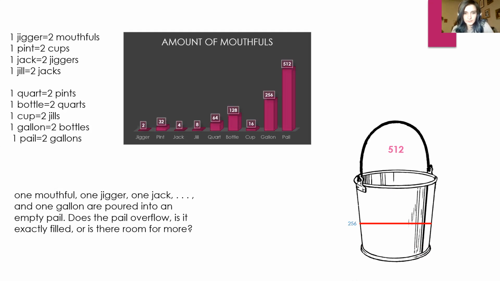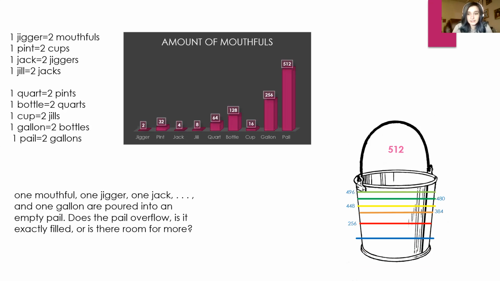Next, we're going to put a bottle in here, and we're going to add 128 to 256, because remember we unified it all by using the mouthfuls, and then we get 384. The next one is a quart, which is 64, and we add that 64 to 384, and we get 448. And we're going to continue this pattern. We add 32 to 448 and get 480. And then we add 16 to 480 and get 496.